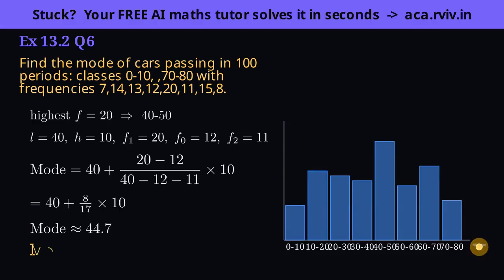So the rule of thumb is confirmed. When the two neighbors are nearly equal, the peak isn't lopsided, and the mode settles close to the middle of the modal class, here just past 44 in a class centered on 45. Symmetric neighbors, central mode.